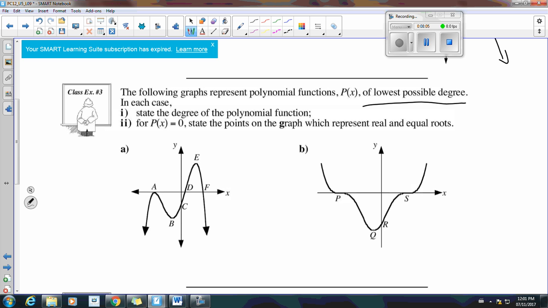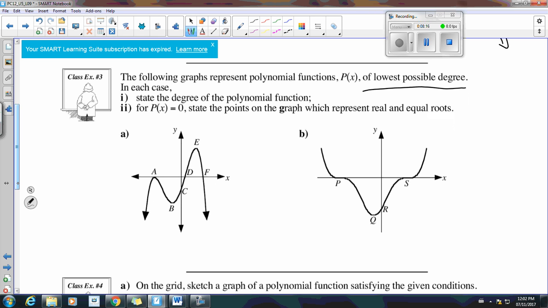So state the degree of each polynomial function. And part B, for p of x, state the points on the graph which represent real and equal roots. So the degree, well, this would have multiplicity 2, that's 0. This 0 would have multiplicity 1. This 0 passes straight through, so multiplicity 1. So the total degree here would be 4.